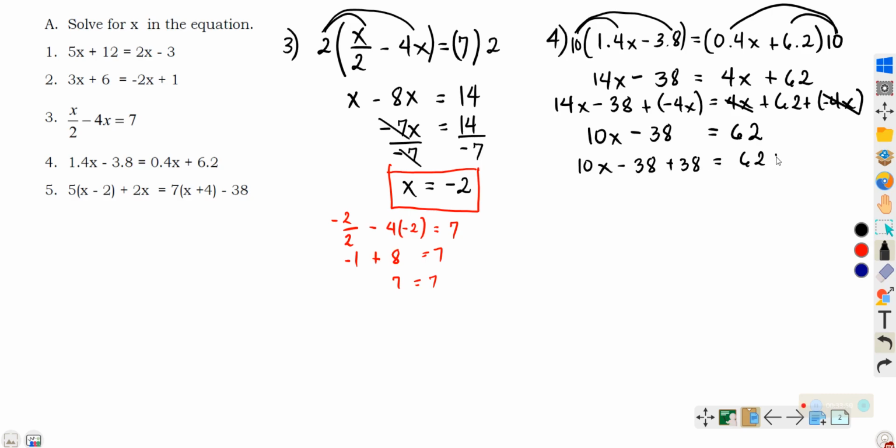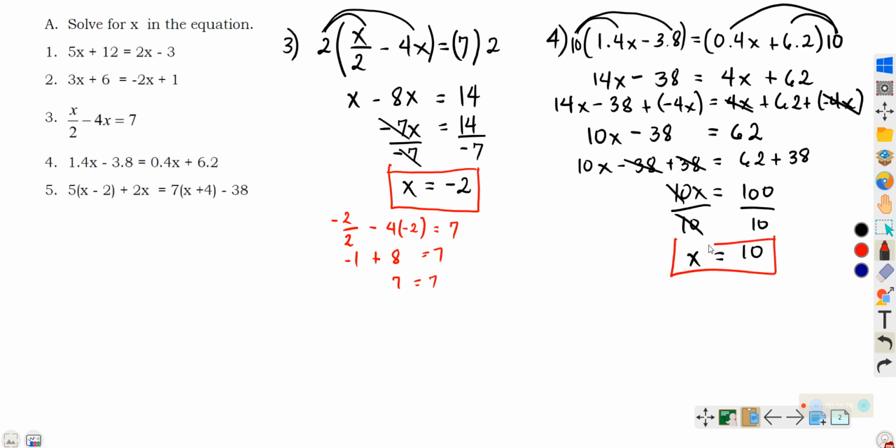62 plus 38. So, this will become 0 na. Matitira na lang ay 10x. 62 plus 38 is equal to 100. Okay? So, dahil wala nang constant term sa left side, pwede na tayong mag-MPE. Okay? So, by MPE, i-divide natin both sides by 10. Okay? So, matitira na lang ay x. 100 divided by 10 is 10.